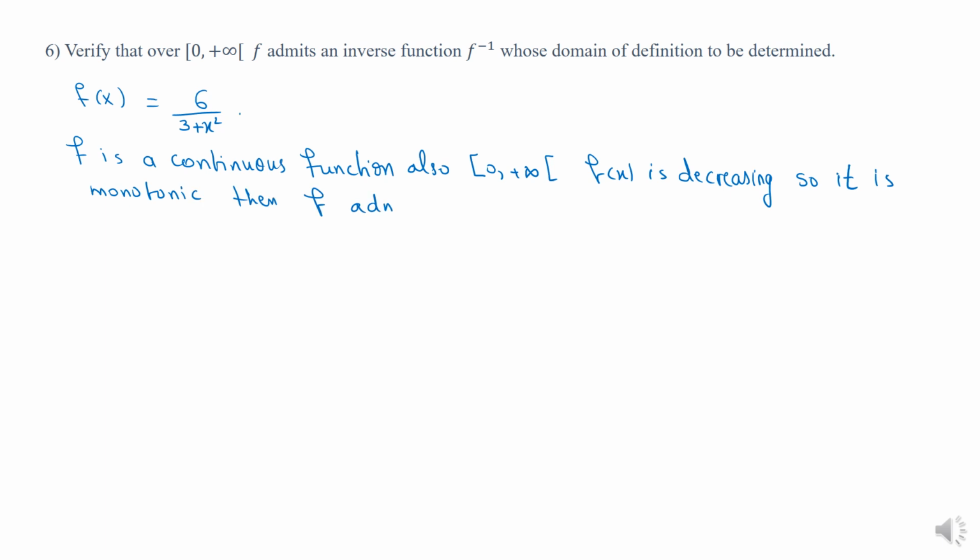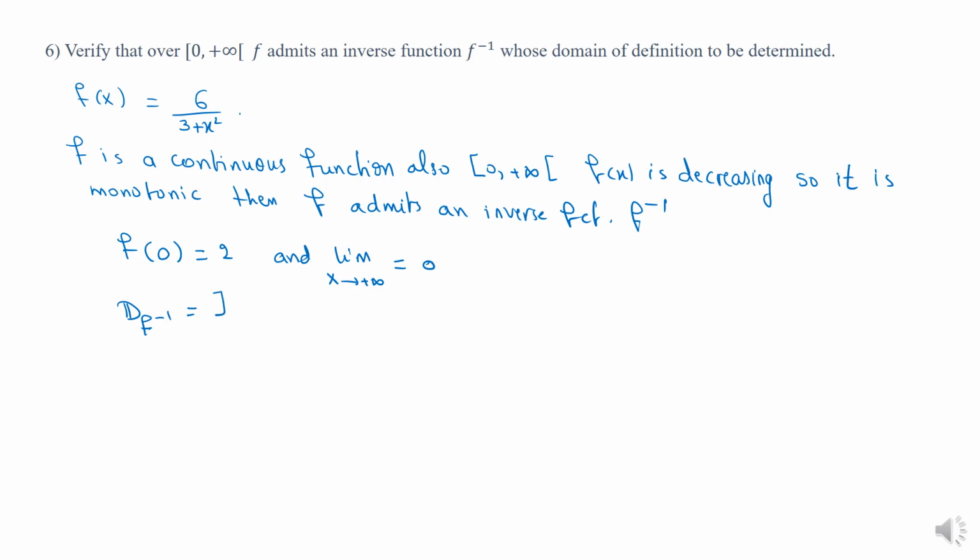which means that f admits an inverse function f minus 1. Now f is decreasing. We have f of 0 is equal to 2, and the limit as x tends to plus infinity is equal to 0. Since f is decreasing, the order of the domain of f minus 1 will be reversed. So D f minus 1 is equal to 0, 2.